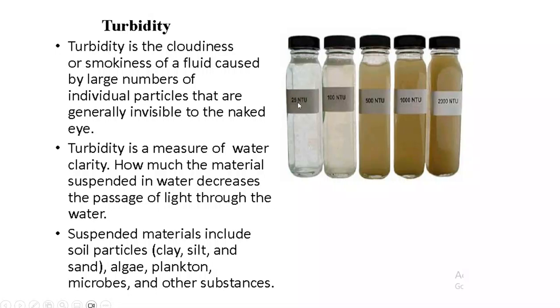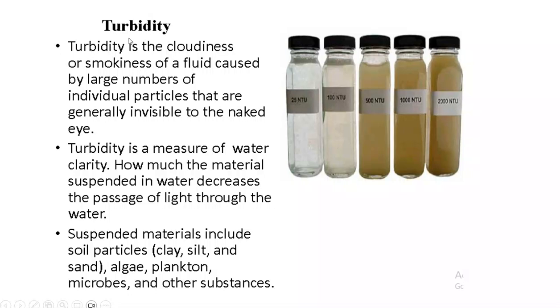The first one, the bottle containing clear water, is 25 NTU. The other, a little unclear, is 100 NTU. The third, our middle one, is 500 NTU. The second last is 1000 NTU, and the last one is 2000 NTU. So the water with a clear appearance has a lower NTU value of 25. This is just for your clear understanding: if water is clear, then we have a lower value. If water is more turbid, we have a higher value in NTU.